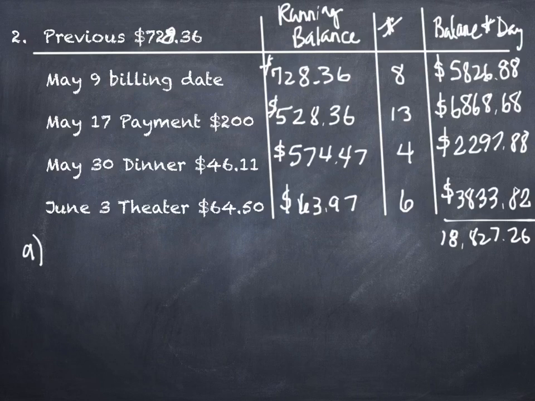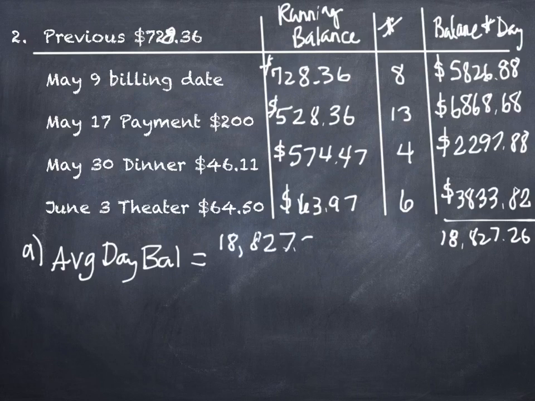That's what Sarah has too. We're going to go with it. How many days did you say? We're going to do 31 days because it's a 31-day month. So my average daily balance is going to be to take that 18,827.26, and divide by 31, because there happen to be 31 days in May.